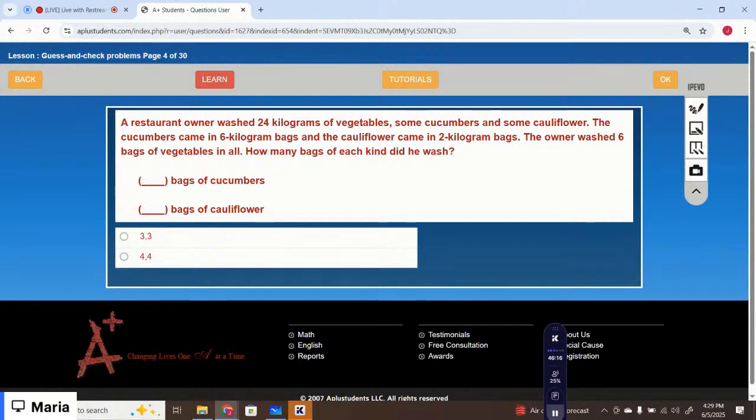A restaurant owner bought 24 kilograms of vegetables, some cucumbers and some cauliflower. The cucumbers came in 6 kilogram bags and the cauliflower came in 2 kilogram bags. The owner washed 6 bags of vegetables in all. How many bags of each kind did he wash? So which is the correct option?